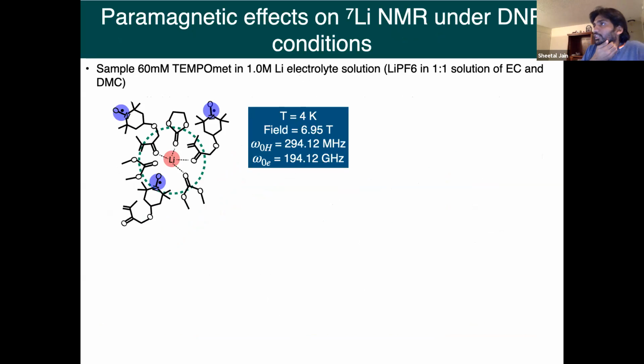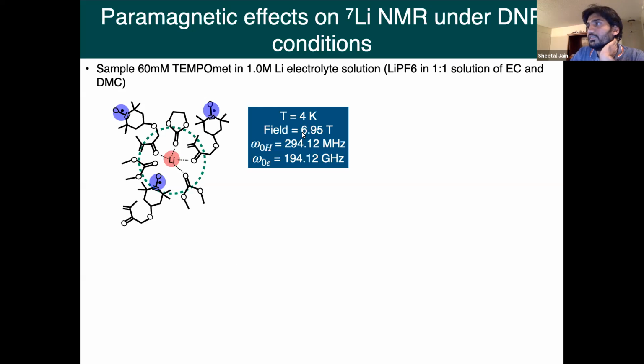So the system that we used was a lithium electrolyte solution, and we mixed it with TEMPO methacrylate as a radical for DNP to detect DNP enhanced lithium NMR signal. And the experimental conditions are shown here.